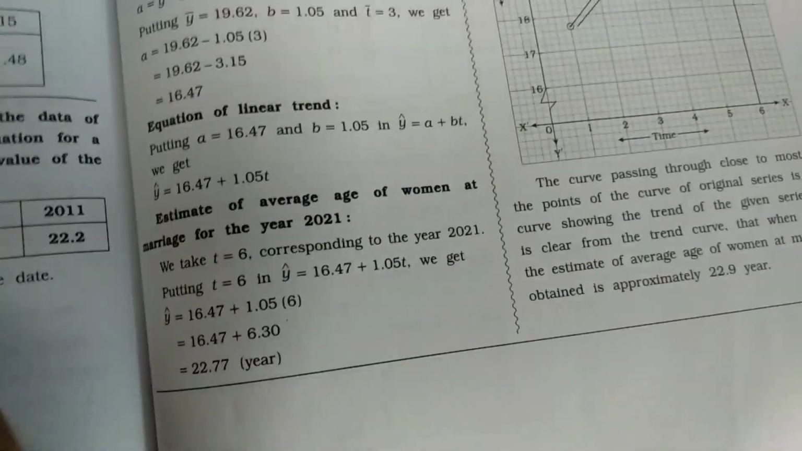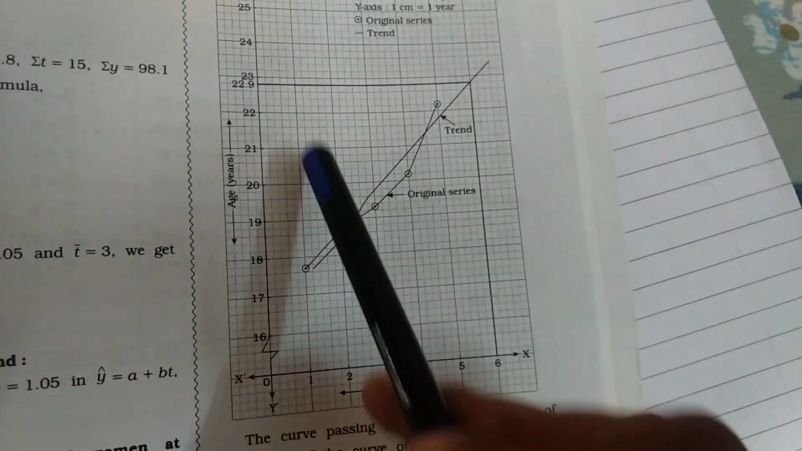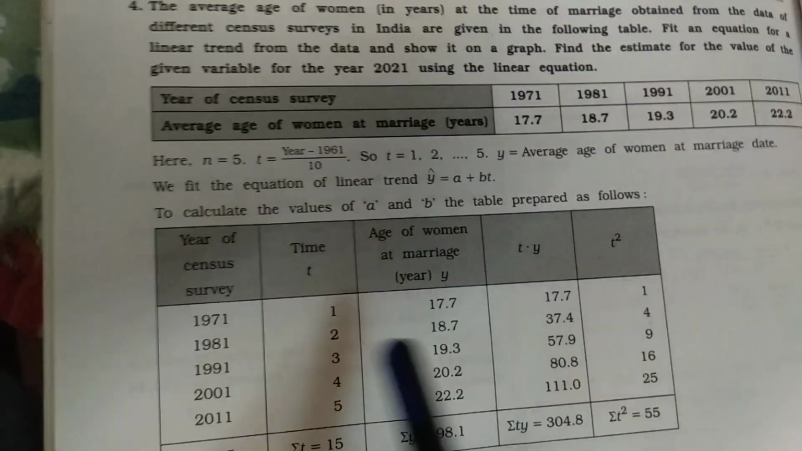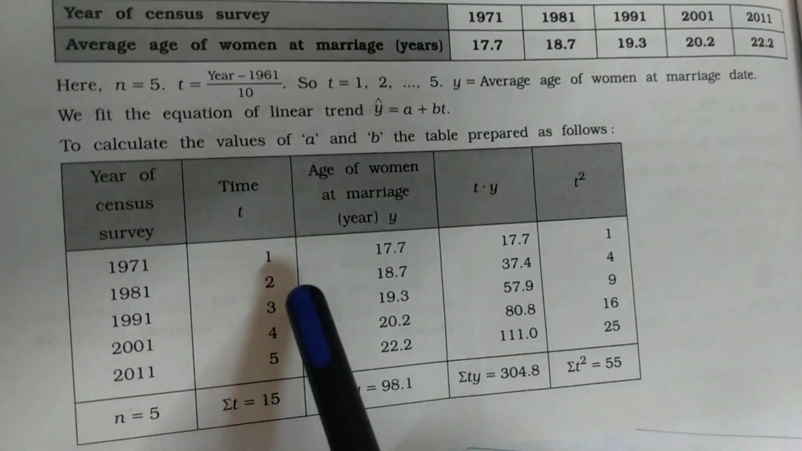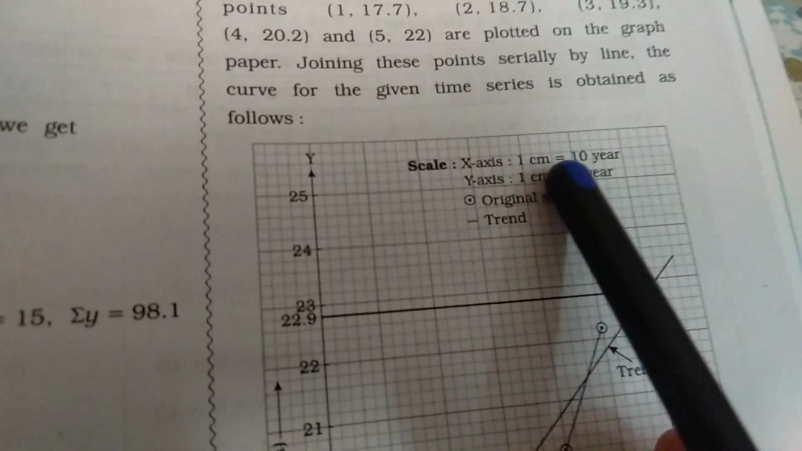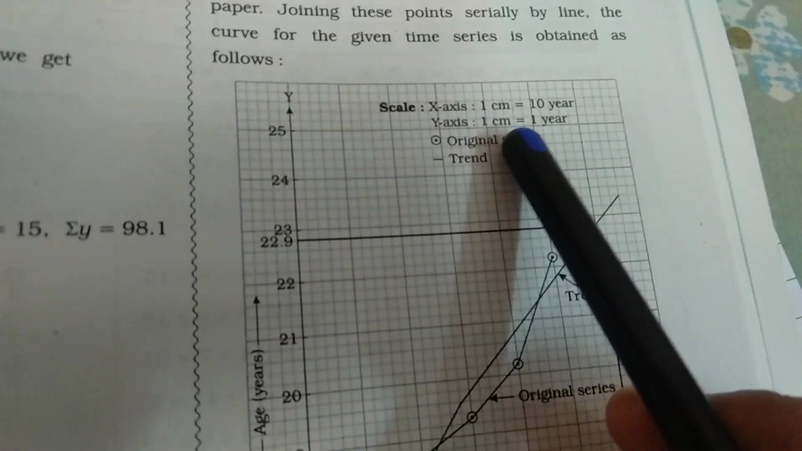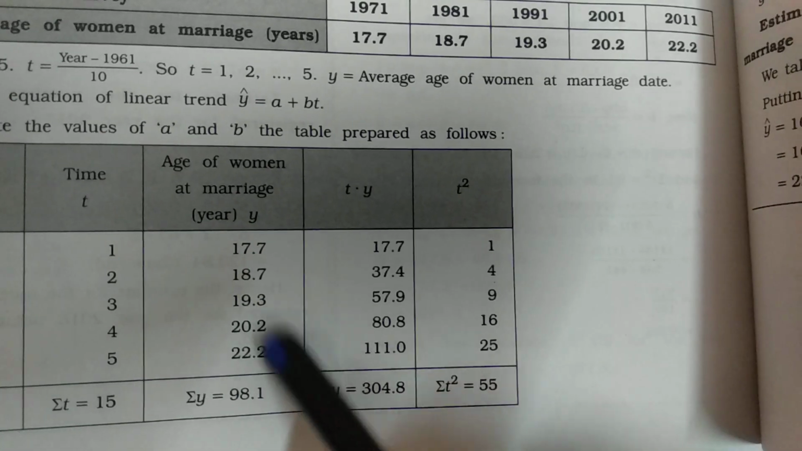Now here we make a graph also. In the graph book we make this graph. First you make the x-axis, then the y-axis. In this question, x value is considered as t. So t value is 1, 2, 3, 4, 5. We take on the x-axis 1 centimeter equal to 10 years. Then on the y-axis 1 centimeter is equal to 1 year.